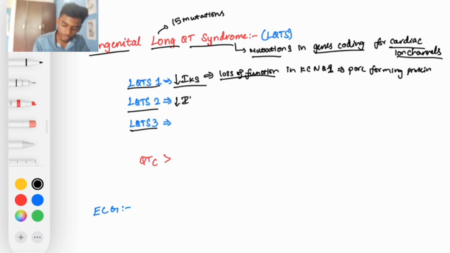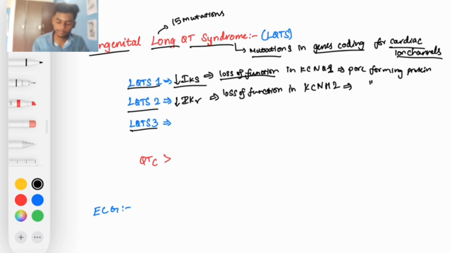And then long QT syndrome 2 is due to the rapid component of the delayed rectifier potassium channel. There is loss of function, same as long QT syndrome 1. Here the mutation is in the KCNH2 gene. It is also a pore forming protein.